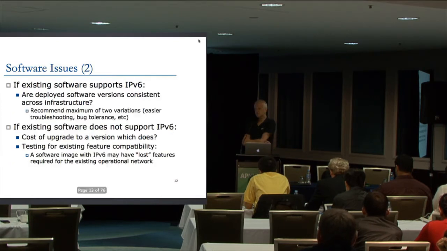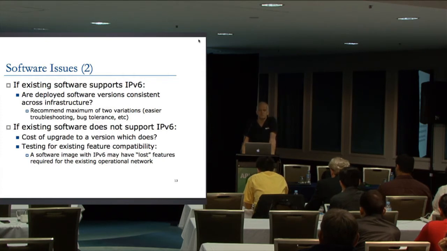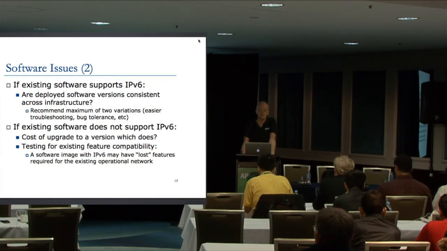If the existing software supports IPv6, are the deployed software versions consistent across the infrastructure? I've walked into so many network operators and found pretty much the operating system running is the one that came in the box at the time it was bought. Right? The 20 different versions of software running on 20 different routers. So let's try and make it consistent. Because generally when you phone your vendor and say, I've got a bit of a problem with X, they'll say, yes, upgrade to this version before we'll talk to you. So you've got to go and then upgrade.